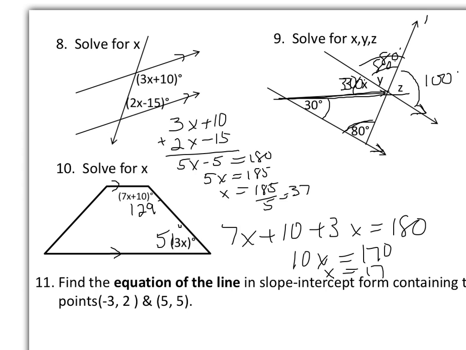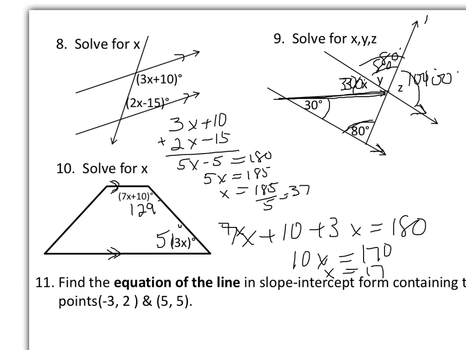And then for z, let me erase this marking here, we can see angle z and y form a linear pair, so angle z has to be 100 degrees. In example number 10, these lines have to be parallel in order for us to solve. That angle 7x plus 10 and 3x, those are consecutive interior angles, so they are supplementary.